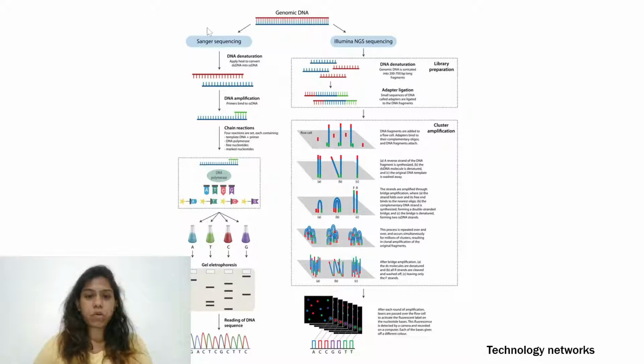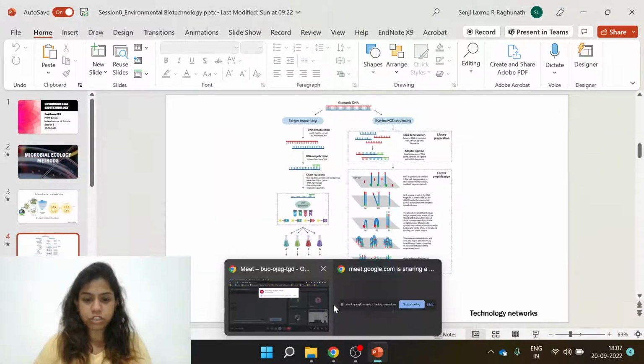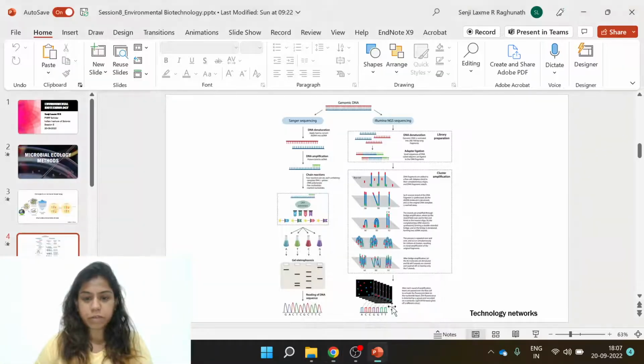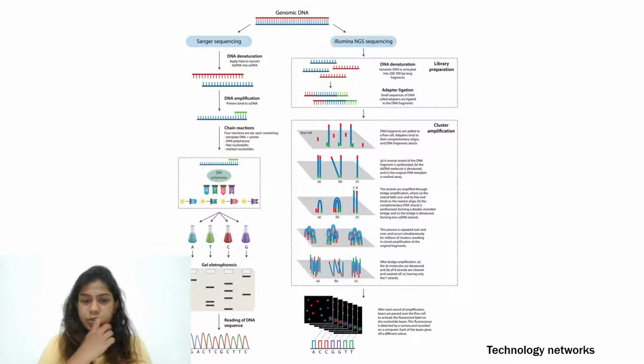So this was one of the things that I had in my previous session as well, but couldn't really go over in detail. So maybe we can just do that now in today's session. How can we sequence genomic DNA? At least now, it's done through Sanger as well as Illumina.